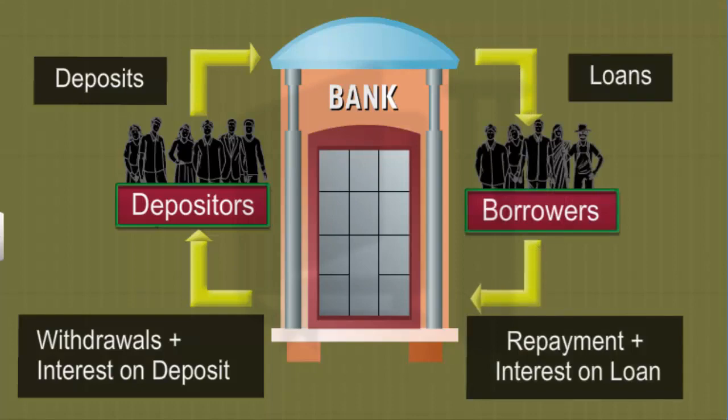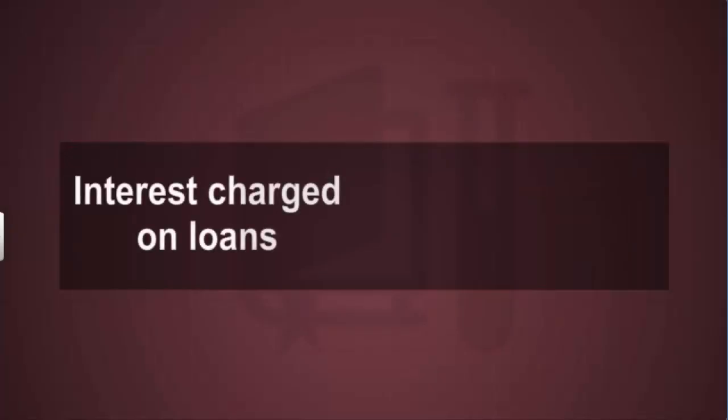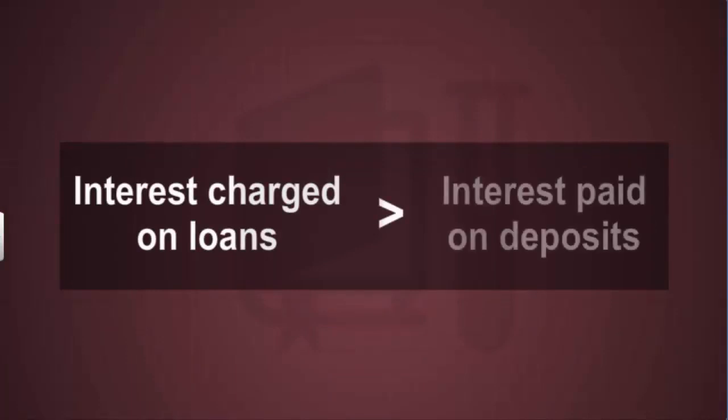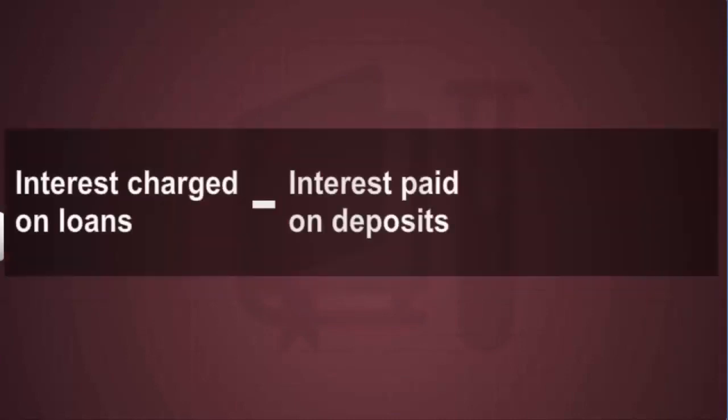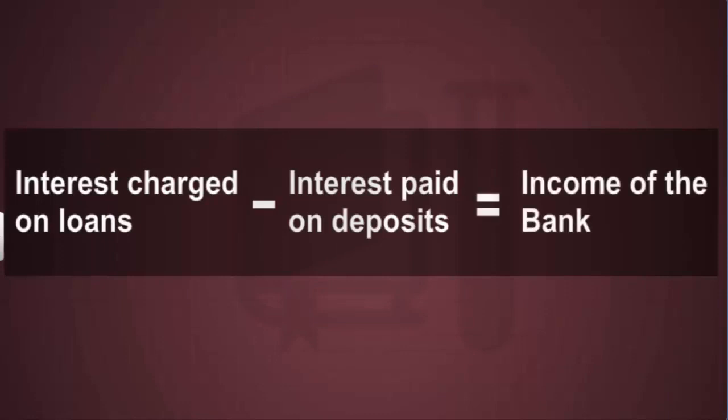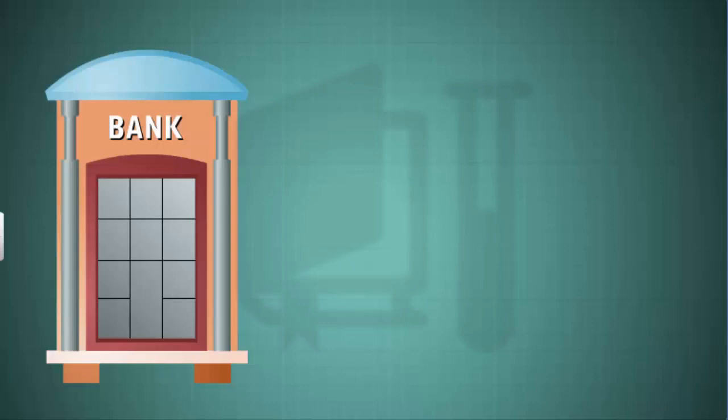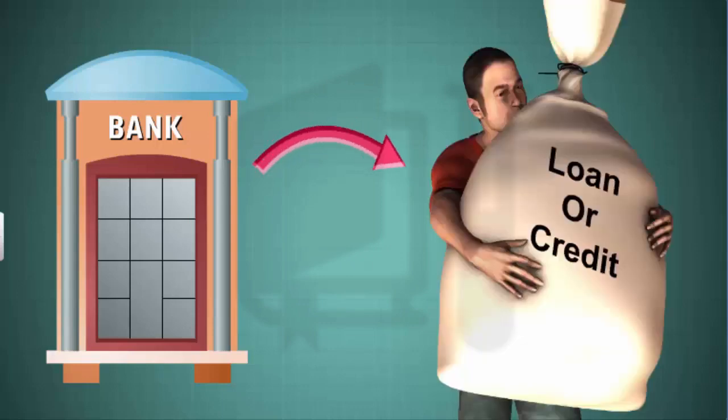The interest charged on loans is more than the interest paid by the banks on deposits. The difference between the interest charged on loans and the interest paid on deposits is the bank's income or profit. The loan given by a bank is also referred to as credit.